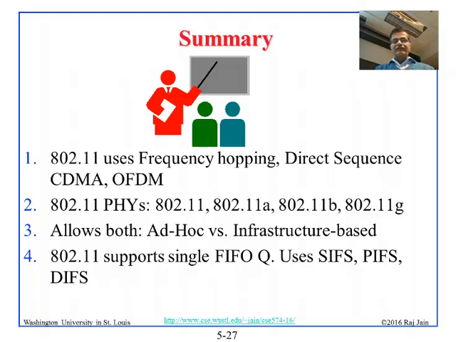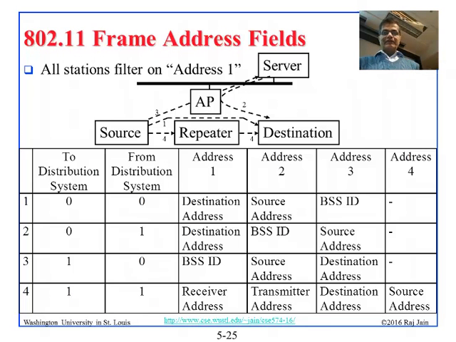It has a single FIFO queue for everybody going out, and it uses SIFS, PIFS, and DIFS, and you have to know how these things are used, and be able to draw that time diagram. And know this table, which I will go through one more time, just to be sure that everybody is clear about it. Yeah. Anything else?